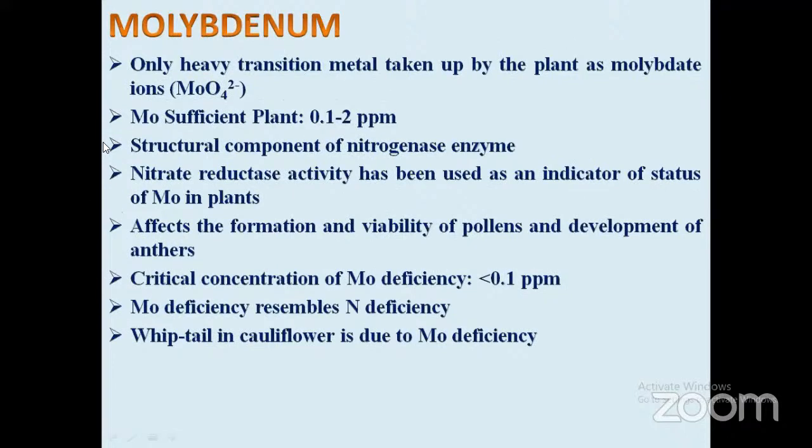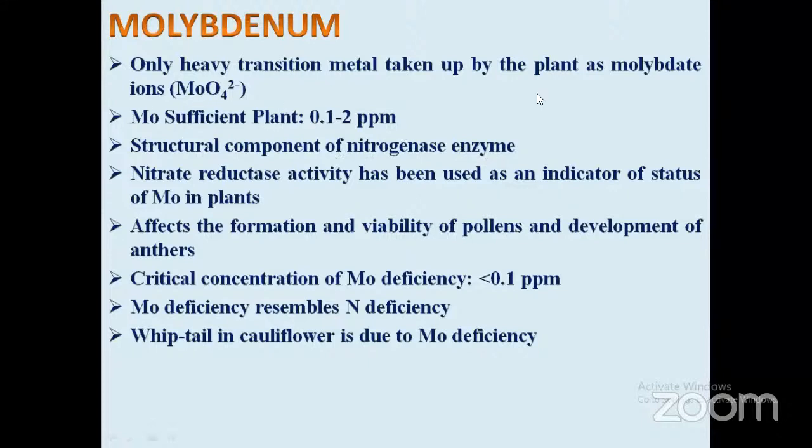Now moving ahead to another micronutrient, molybdenum, which is actually an anionic micronutrient. So molybdenum is the only heavy transition metal. So out of all the elements, this is a heavy metal, right? Molybdenum. So it is the only heavy transition metal which is taken up by the plant as molybdate ion. And the sufficient range is 0.1 to 2 ppm. If this much amount is present in the plant, then it is sufficient. And it is a structural component of nitrogenase enzyme. This molybdenum is a structural component of nitrogenase enzyme.